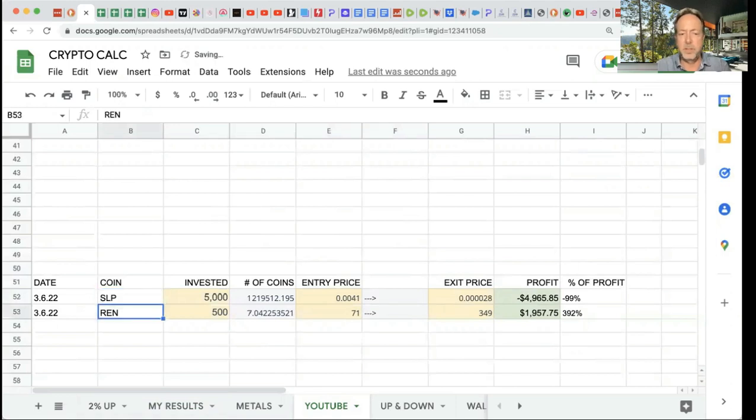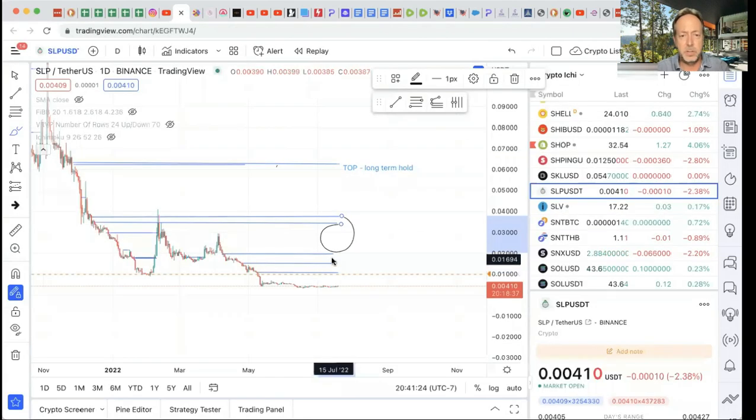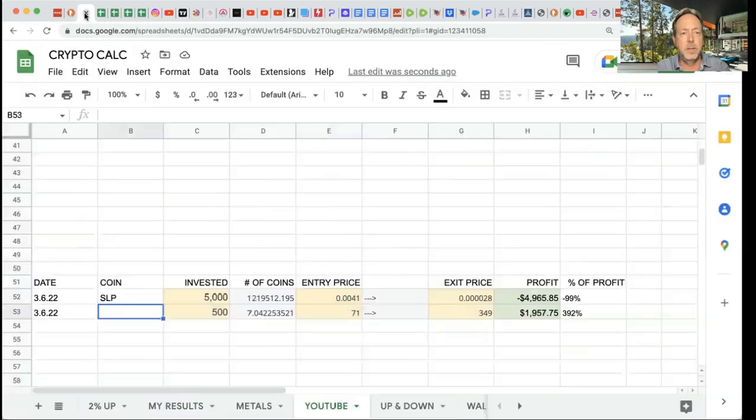And I'll just get rid of this one. Don't worry about that. Don't worry about the date. And then let's see where it could potentially get to. Let's just say I wanted to go up here to 0.0147. So I'm going to go over here, exit price 0.0147. Okay.